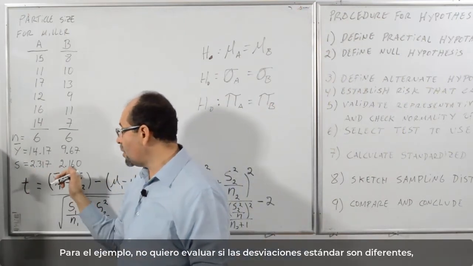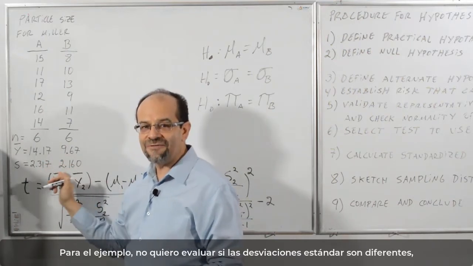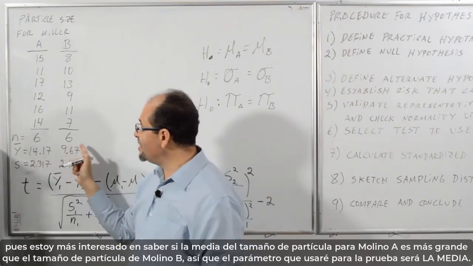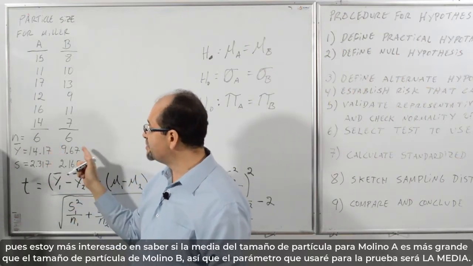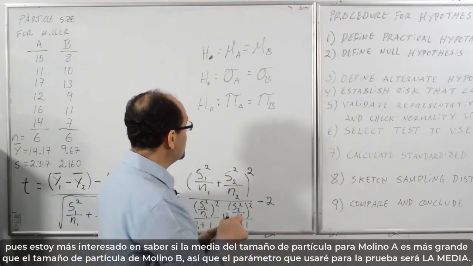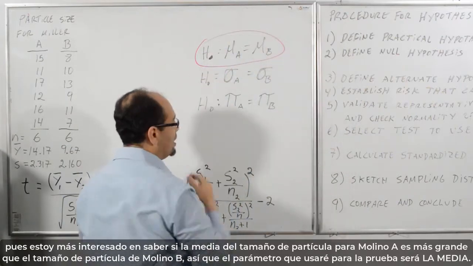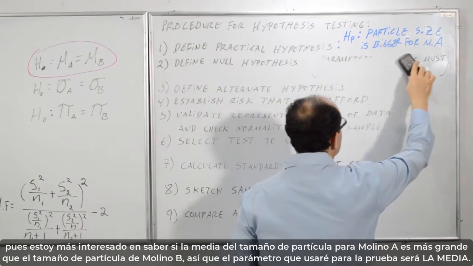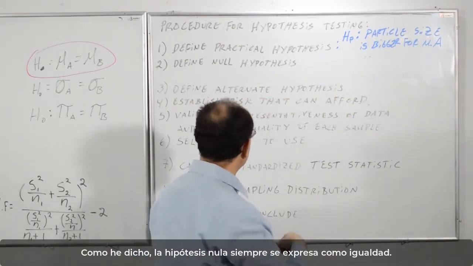In this case, right now I'm not evaluating if the standard deviations are different or not. But I'm quite interested in checking if the mean of particle size for Miller A is bigger than particle size for Miller B. Then the parameter that I will use to test will be the parameter related to the mean. And that's the one that I will be using here. So let's do that. The null hypothesis, as I have said, will always be equal.